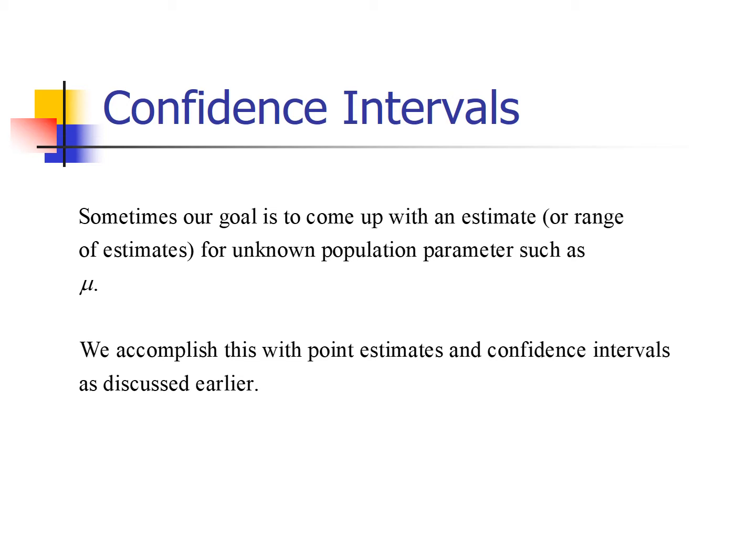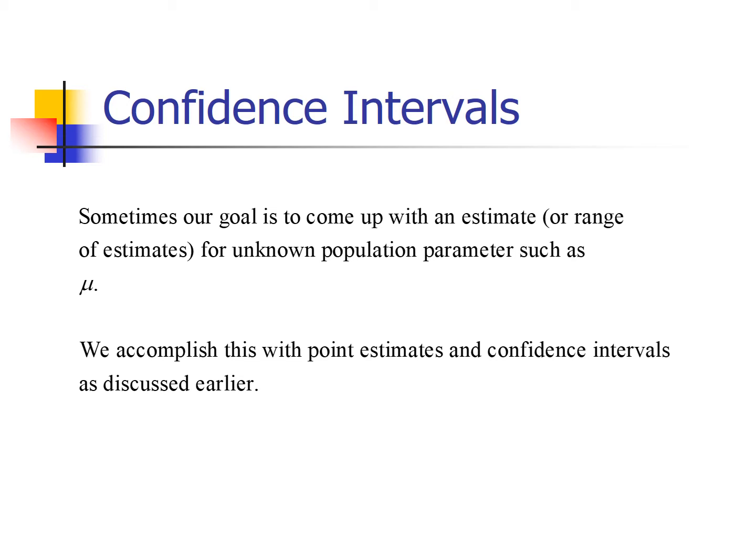In review, sometimes as researchers, our goal is to come up with an estimate or perhaps a range of estimates for some unknown population parameter, such as the population mean mu, or maybe the population proportion p. We can accomplish this with point estimates. Point estimates is just a fancy name for our best guess. So the sample mean is a point estimate for the population mean. The sample proportion is a point estimate for the population proportion.